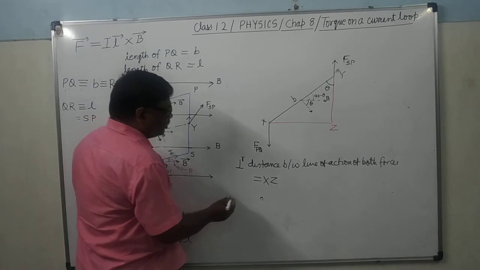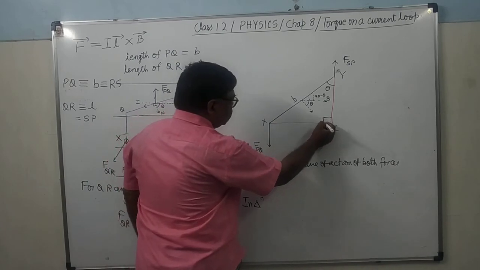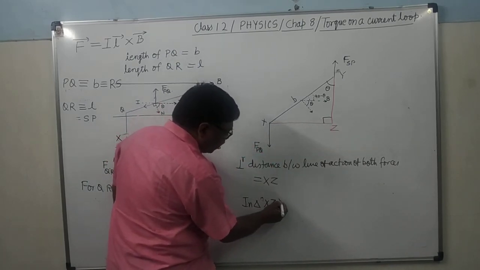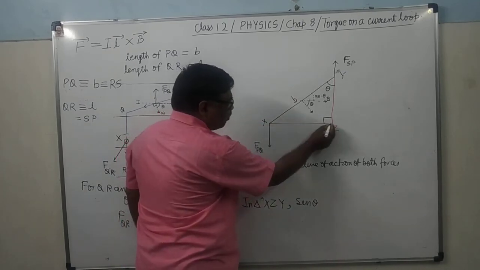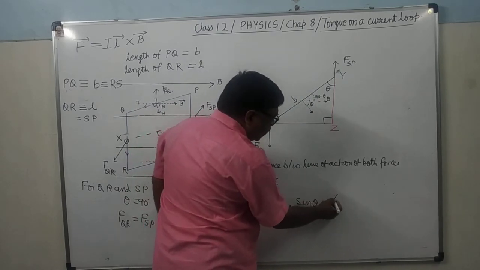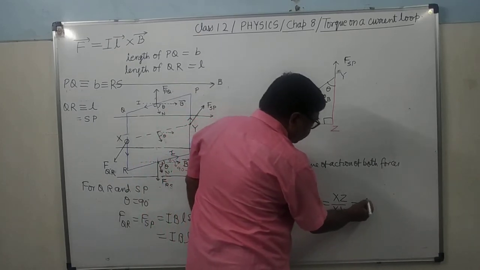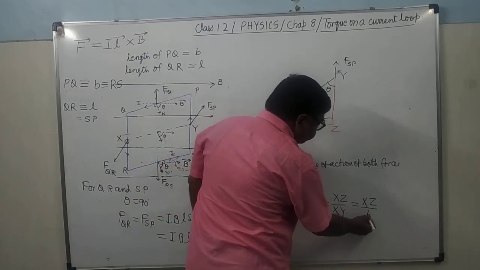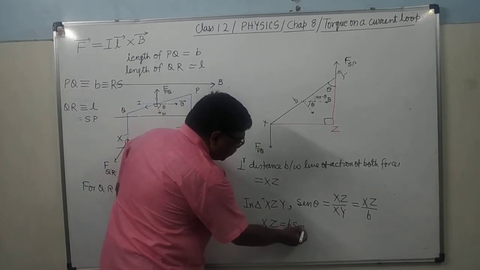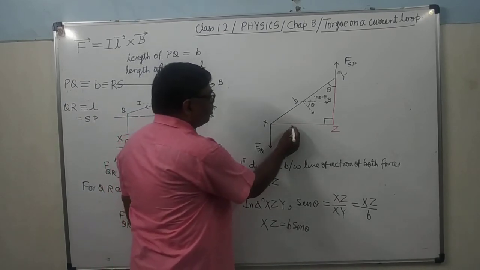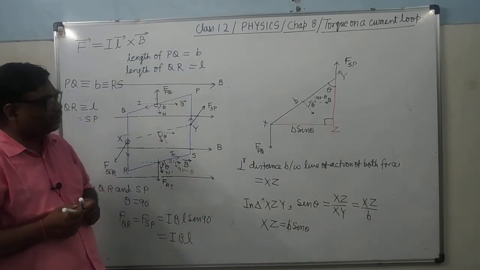So we will apply sine theta in triangle xzy. This is a right angle triangle, xzy. Sine theta equals perpendicular upon hypotenuse, that is xz upon xy. xy is b. So what will be xz? It equals b sine theta. xz will be equal to b sine theta. Means the perpendicular distance between the lines of action of both the forces is b sine theta.